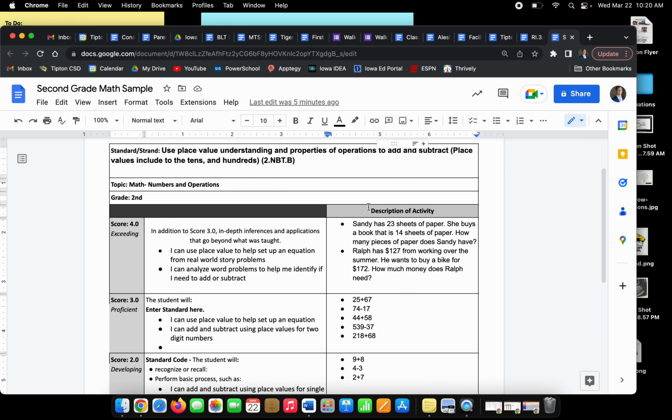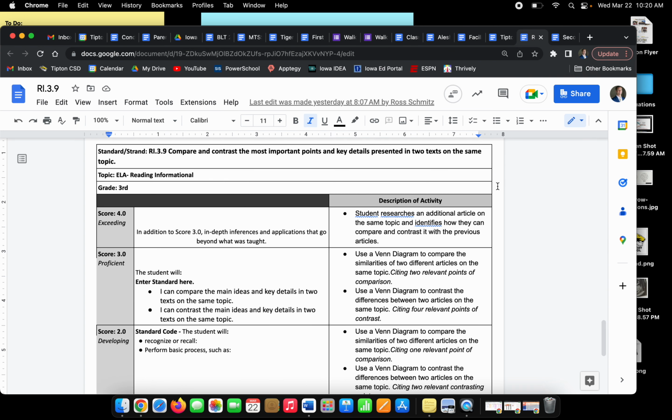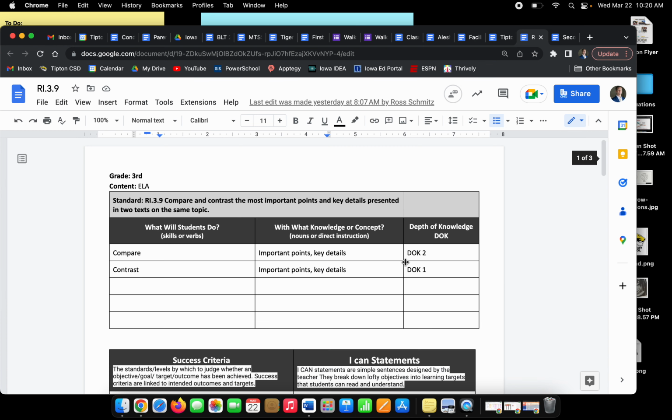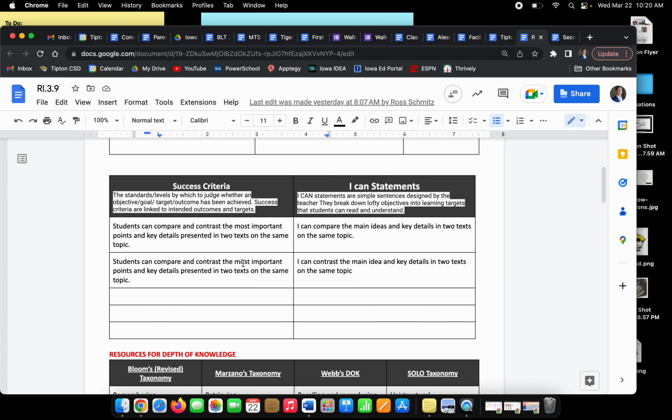Like I said, it makes it a little bit cleaner to look at a math standard first. Now what we're doing is taking a look at a third grade standard for reading informational text. One of the things they want to do is compare and contrast the most important points and key details presented in two texts about the same topic. Third grade was able to identify their I can statements that they got at the very beginning when we broke down what those standards are asking of us.